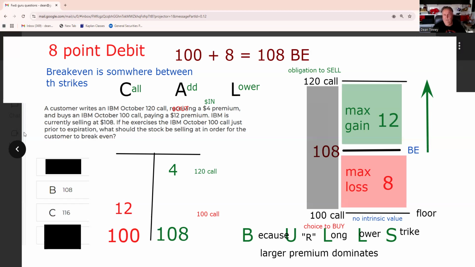So hope you found that helpful. Remember, inch by inch, spreads are a cinch. Yard by yard, spreads are hard.